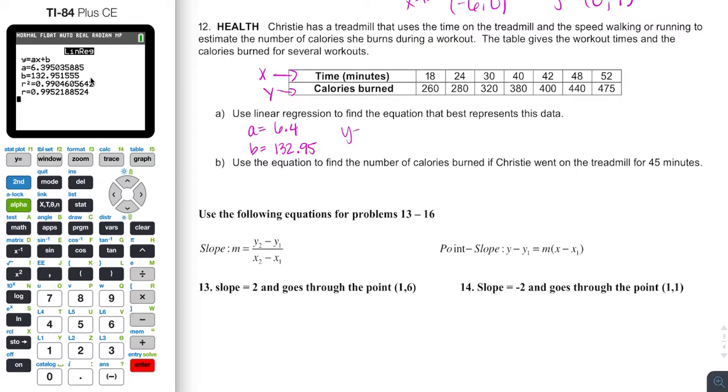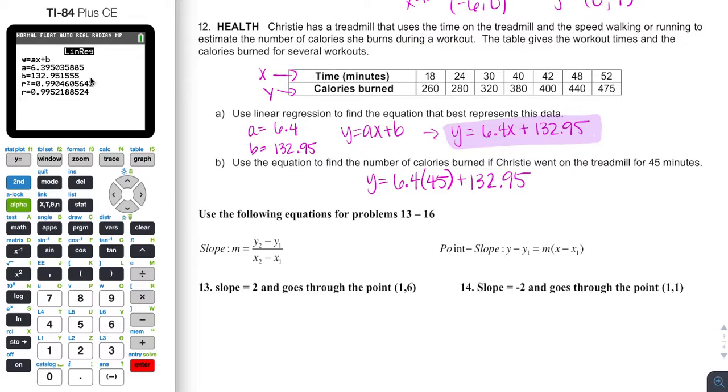Okay, so then we're going to write our equation. So if y equals ax plus b, we're going to have y equals 6.4x plus 132.95. So this is our final equation. So our next question asks, use the equation to find the number of calories burned if Christy went on the treadmill for 45 minutes. So since minutes is our x value, our x coordinate, we're going to take our equation and we're going to plug in 45 for our x coordinate.